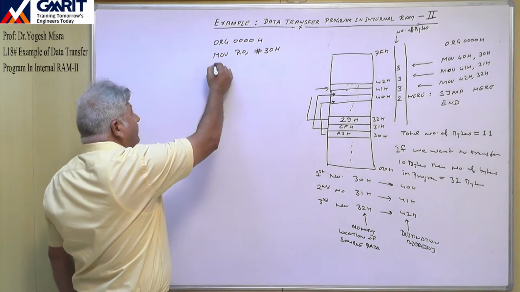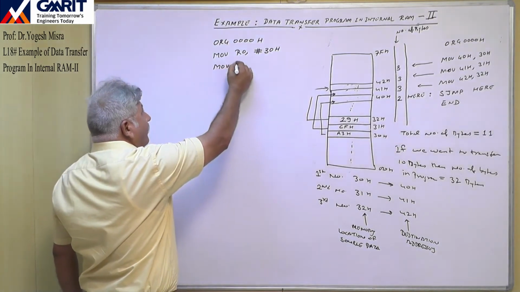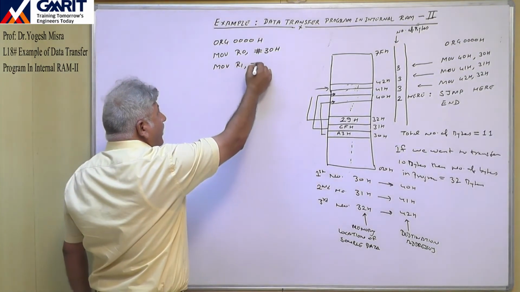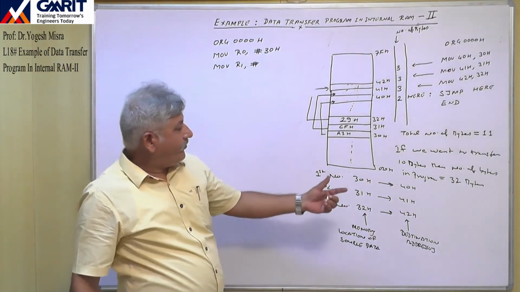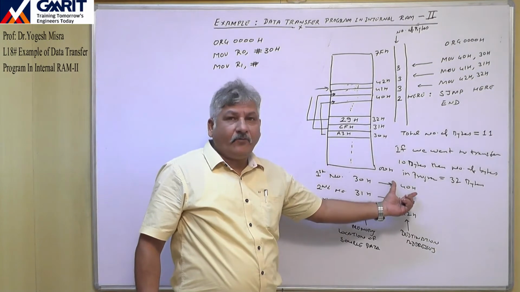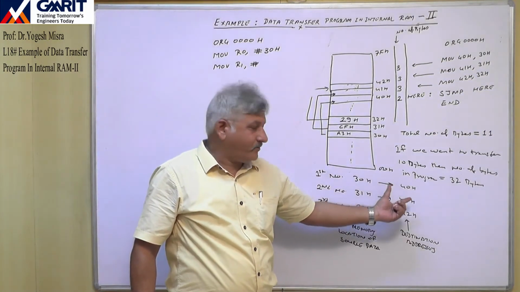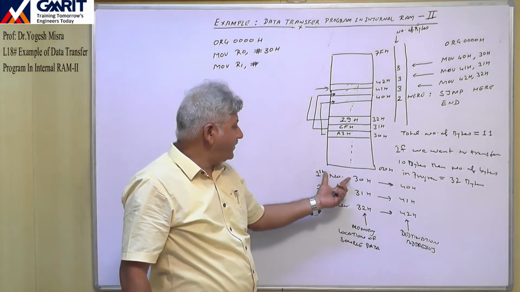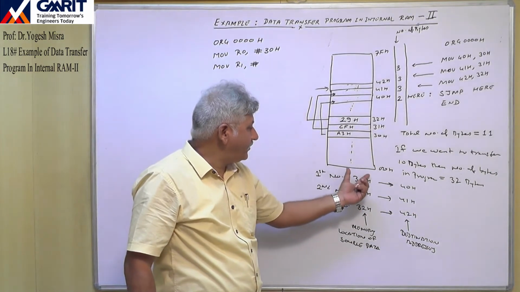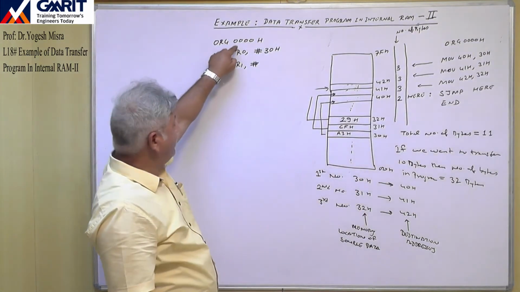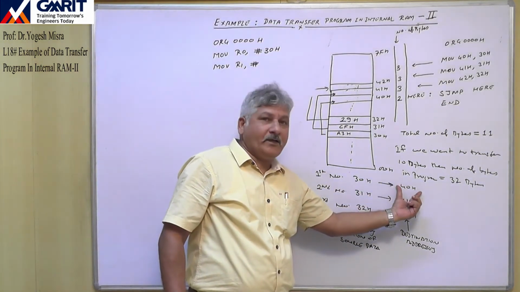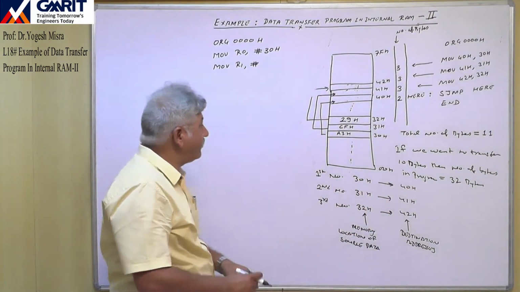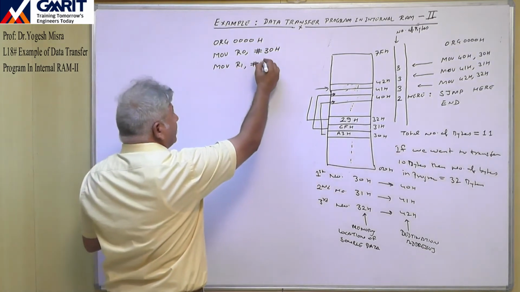Now I will use another register R1. In R1 I will store the destination address of my first byte. So our first byte is at source address 30H. This we have stored in R0, and the destination memory location for the first byte is 40H. So that 40H we will load in R1 register.